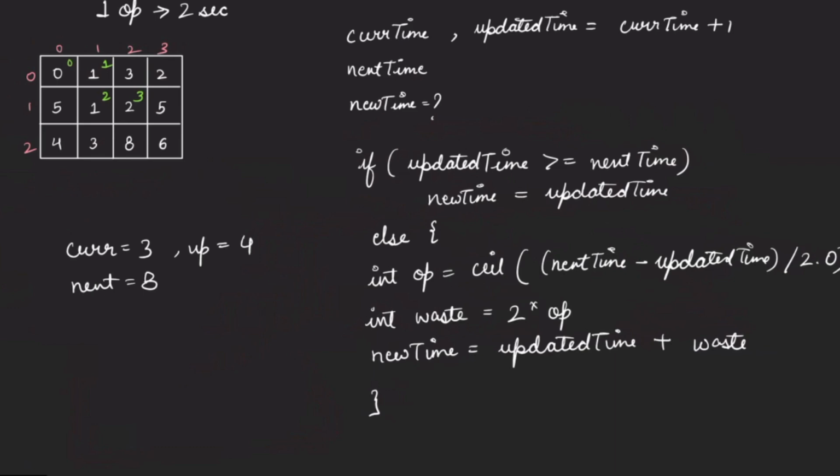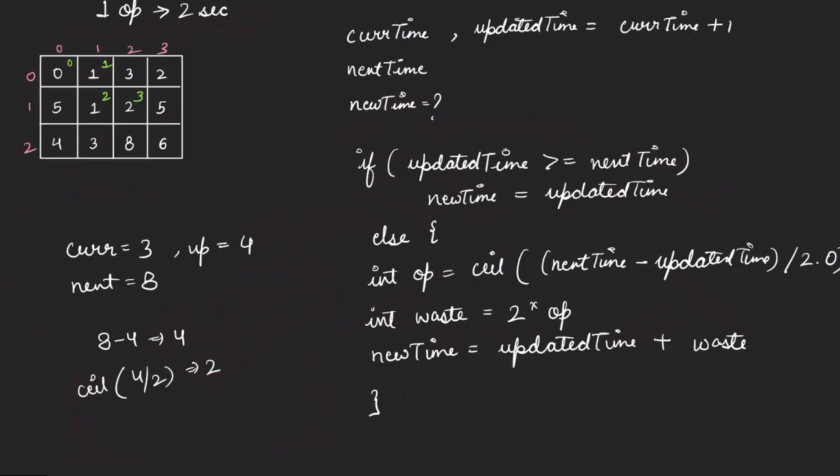Now, how many operations do you need? So 8 minus 4 will give you 4. These many seconds you need to waste. For wasting these many seconds, you will have to do ceil of 4 by 2 number of operations, which will be equal to 2, right? So these are the number of operations that we need to perform.